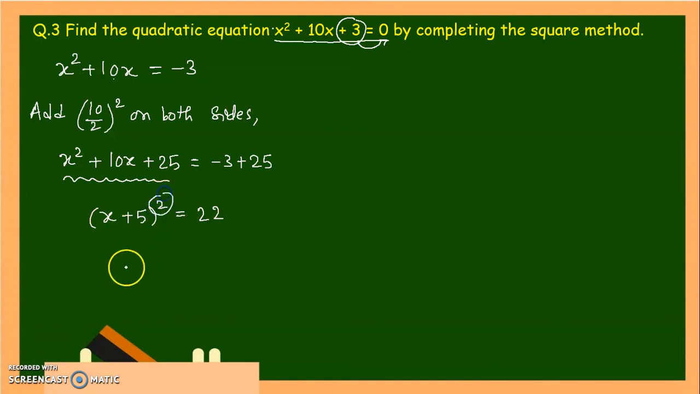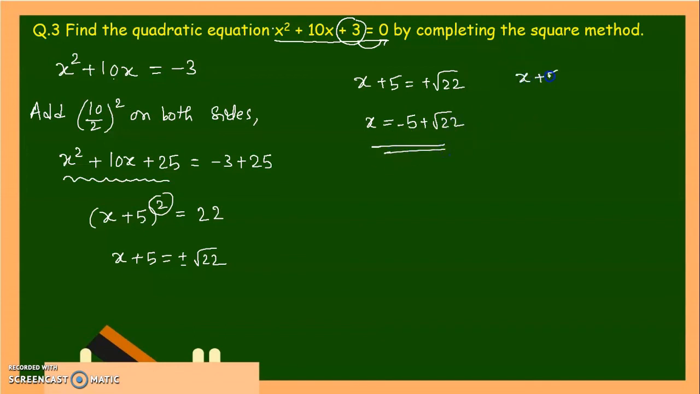If you remove this square, this becomes x plus 5 equal to, this side it becomes plus or minus under root 22. Now here if you take x plus 5 equal to plus under root 22, so we'll get x equal to minus 5 plus root 22. This is the one value. And same way if you take x plus 5 equal to minus under root 22, so here we will get x equal to minus 5 minus under root 22. So these are the values of x. So this is how you can solve any quadratic equation using completing the square method.